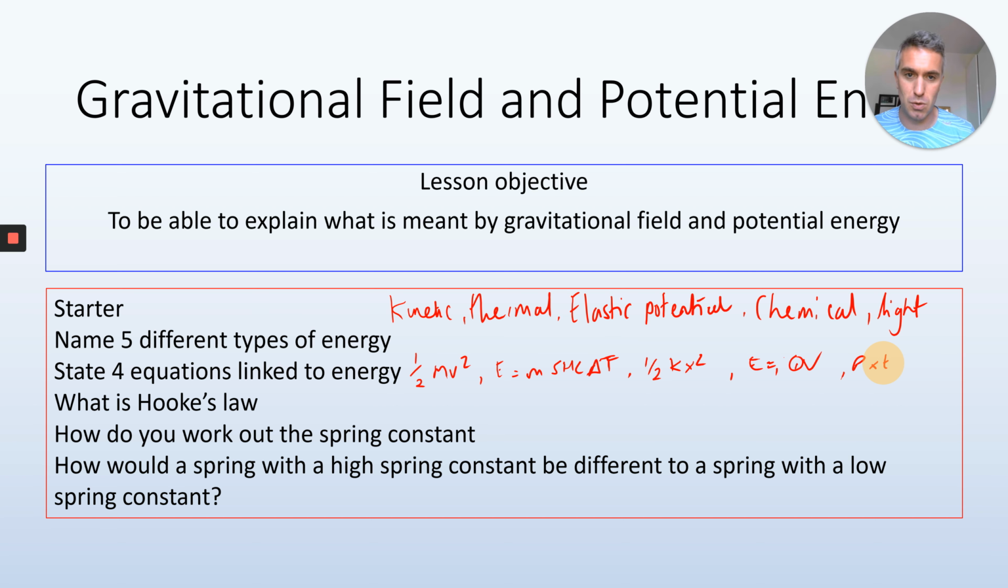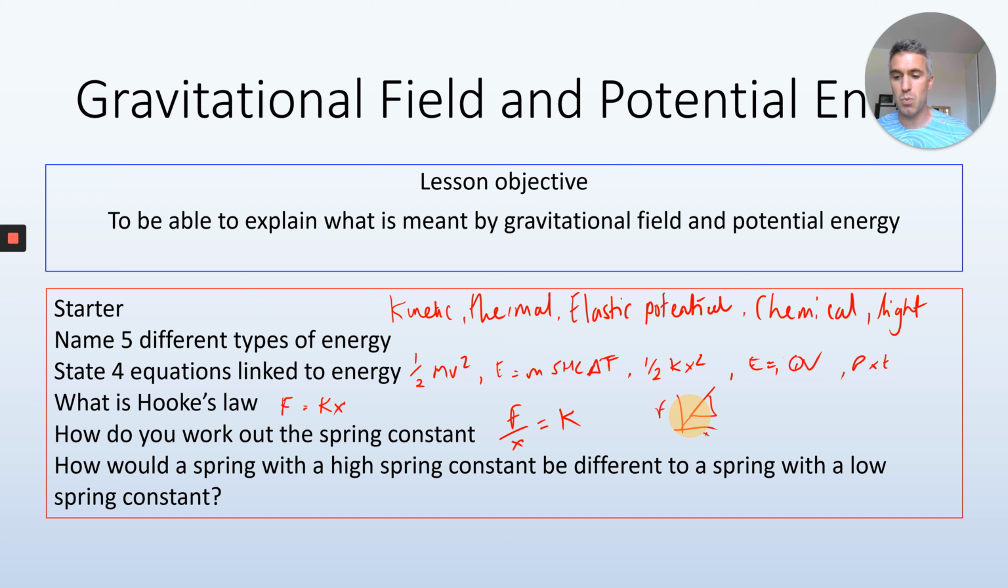What is Hooke's law? Hooke's law, in the simpler form, is just saying F equals kx, or the extension of a spring is proportional to the force applied to that spring. How do you work out the spring constant? There's 2 ways you can work out the spring constant. You can rearrange F equals kx, so F over x equals k, or if you've plotted a graph of force against extension and you've got a straight line, if you take the gradient of that straight line, you will get the spring constant.